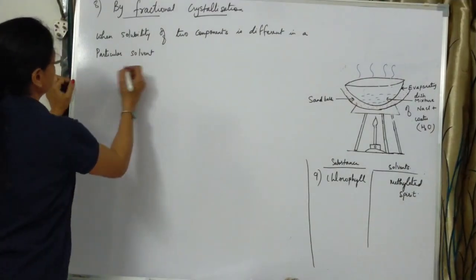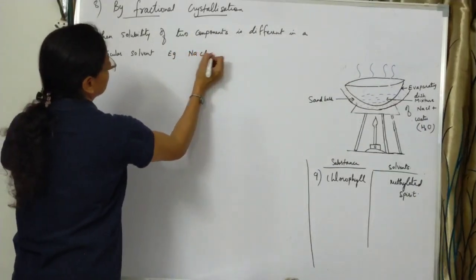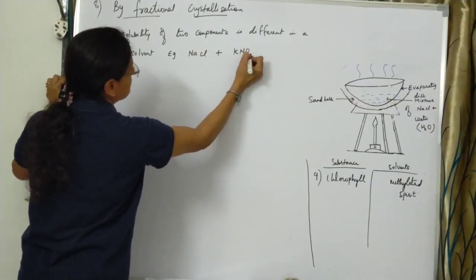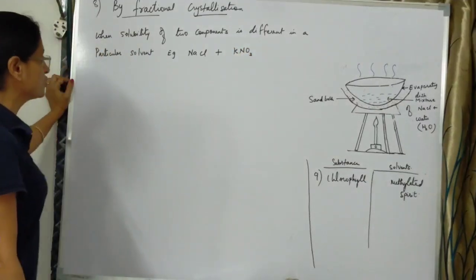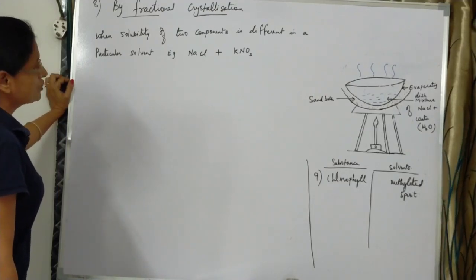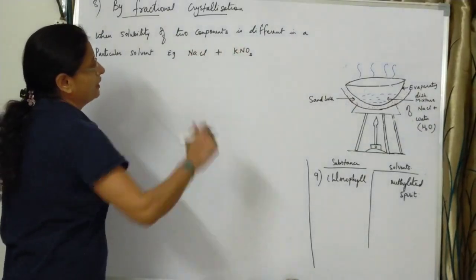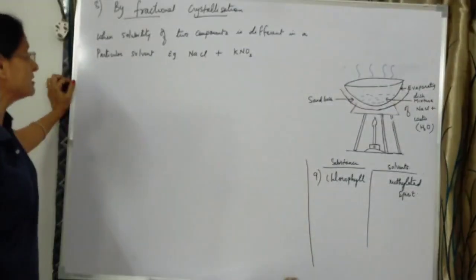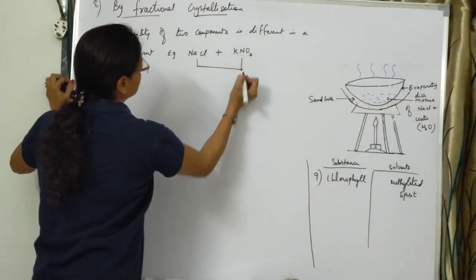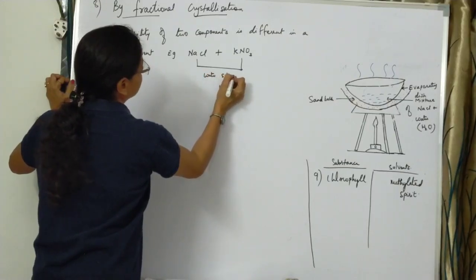Now let us take, for example, a mixture of sodium chloride and nitre, that is potassium nitrate. Nitre is also KNO3. If we are having a mixture of sodium chloride and potassium nitrate, let's take a good solvent. Water is a very good solvent, and just some time back I told you that a good solvent for potassium nitrate, that is nitre, is water. So we add water to this. Water is acting as a solvent over here.